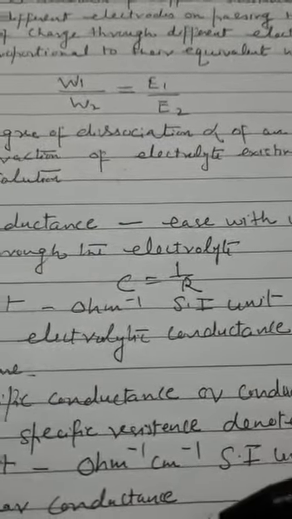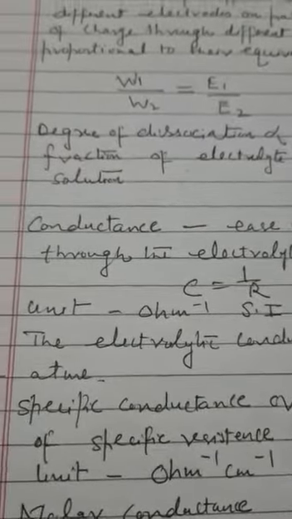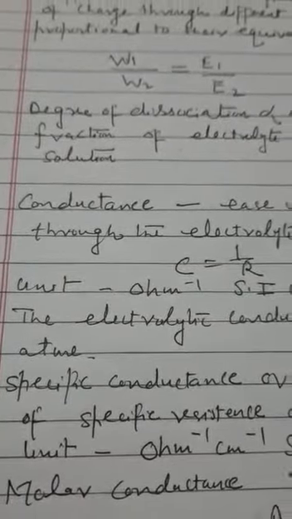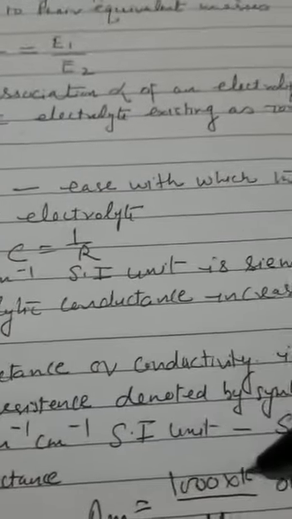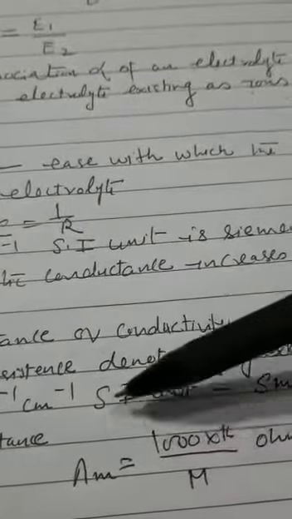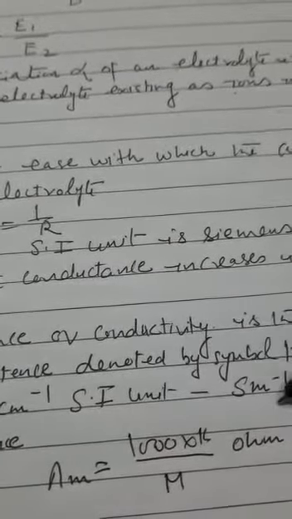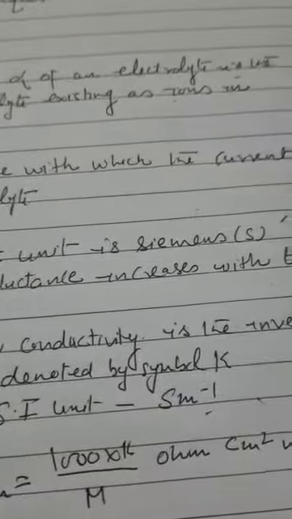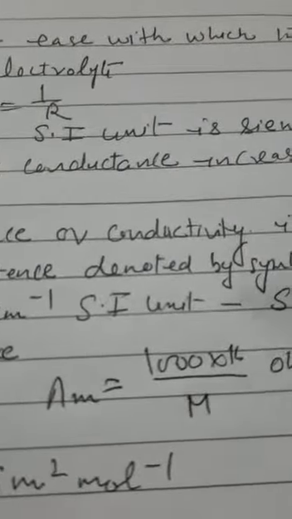Now, there is a molar conductivity. This is denoted by lambda m is equal to 1000 into kappa upon m, where m is the molarity. If we see the unit, it is ohm inverse centimeter square mole inverse. SI unit is Siemens meter square mole inverse.